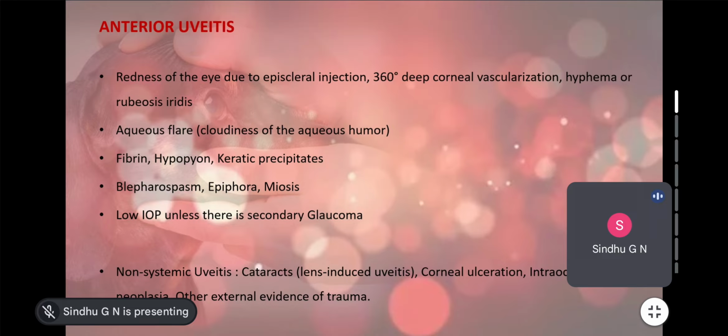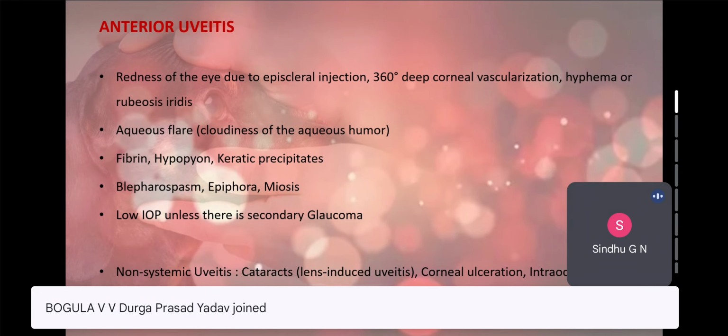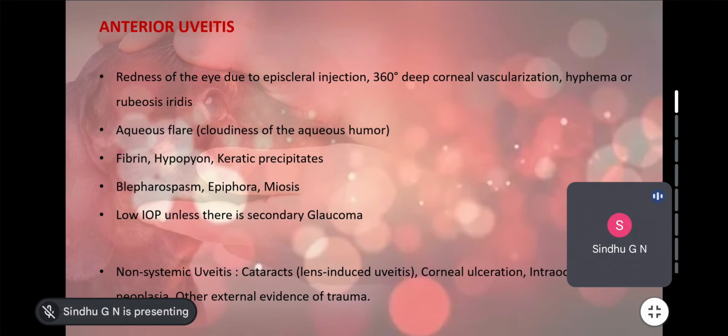Coming to anterior uveitis, it is the inflammation of the uvea, that means the vascular part of the eye, which includes the iris, ciliary body, and the choroid. So anterior uveitis means inflammation of the iris and ciliary body. There will be redness of the eye due to episcleral injection on the conjunctiva, 360-degree deep corneal vascularization, red eye on the cornea, hyphema in the anterior chamber, and rubeosis iridis, that means in the iris. So all these four parts will be red in anterior uveitis, or the degree of redness varies.